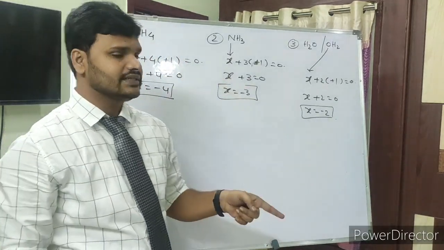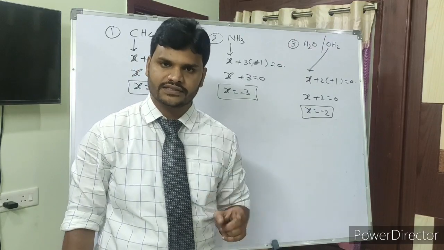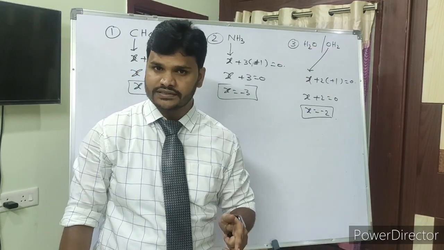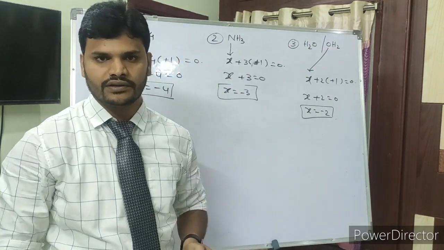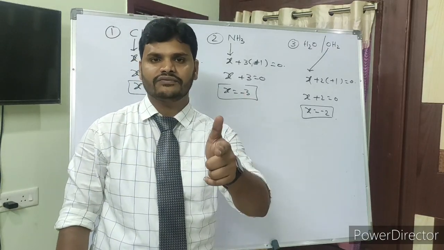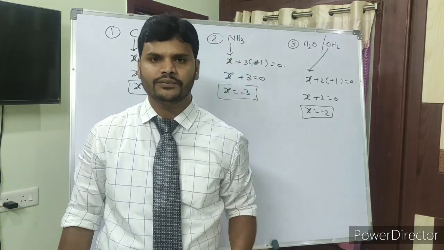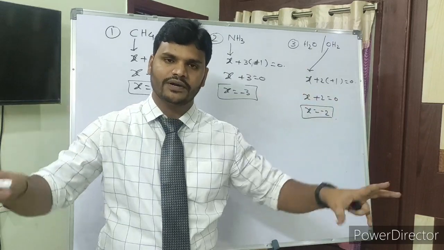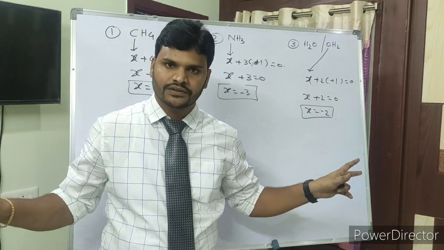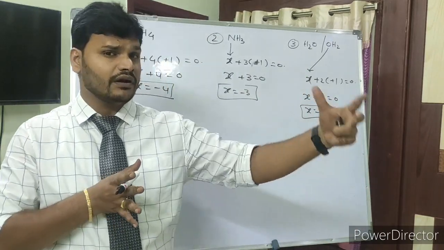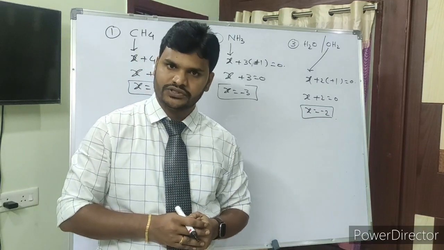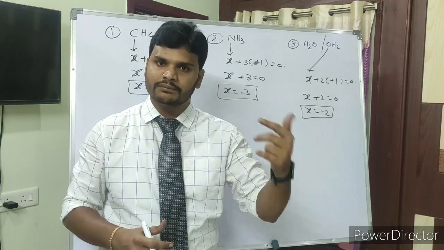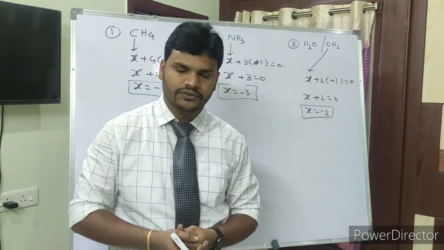You need to understand one important point. Carbon, nitrogen, oxygen, all these are non-metals. Hydrogen with non-metals, hydrogen value +1. Hydrogen with metals, hydrogen value -1. This is a fixed point. Clear? So whenever hydrogen is with a non-metal, hydrogen gets positive charge. Whenever hydrogen is with a metal, hydrogen gets negative charge.